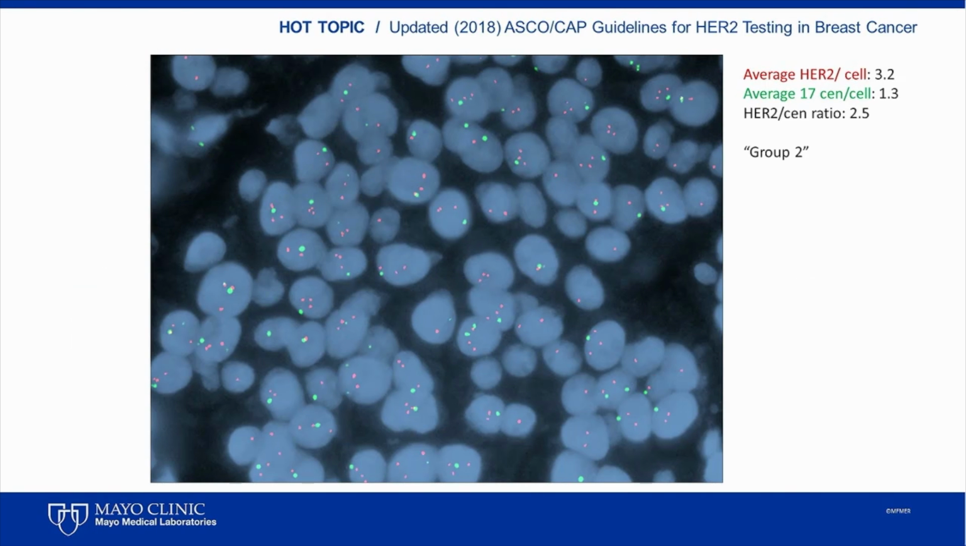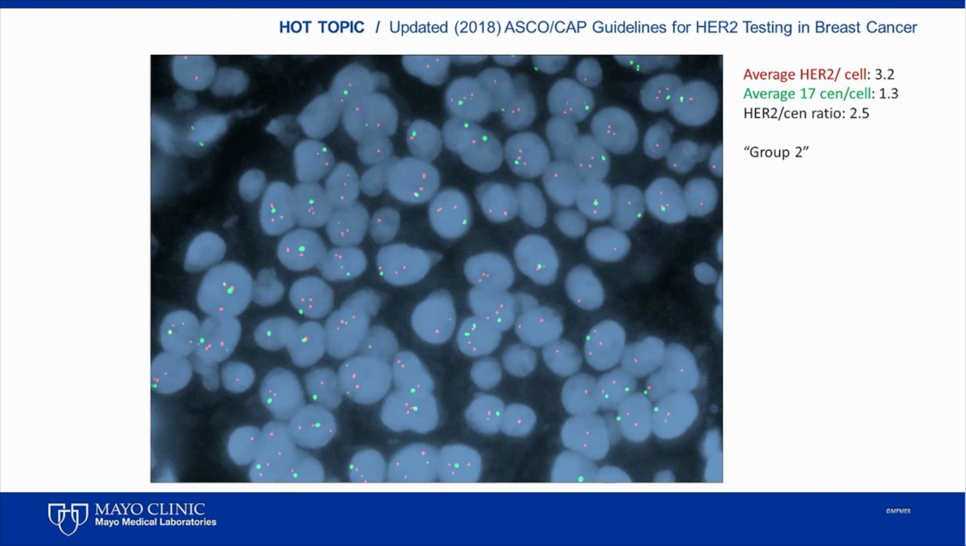Should invasive cancers with a HER2 CEP17 ratio greater than or equal to 2, but an average HER2 copy number less than 4 signals per cell, be considered ISH positive? Shown in this example is a dual probe fluorescence in situ hybridization, or FISH, slide where the tumor cells have an average of 3.2 red signals per cell, indicating the average HER2 copy number, and an average of 1.3 green signals per cell for the centromere, indicating copy number loss of chromosome 17. The ratio of HER2 to centromere signals is 2.5, making the ratio positive. This result was considered HER2 positive according to the 2013 ASCO CAP guidelines.